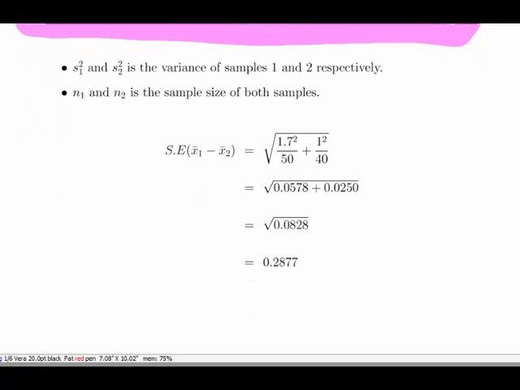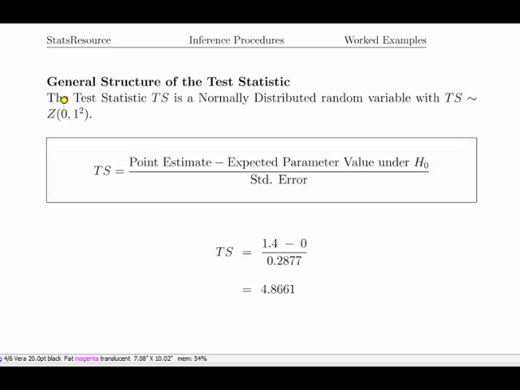Okay. The square root of 0.0578 plus 0.0250. That is the square root of 0.0828, and that gives us 0.2877. Okay, so the test statistic is the next part here.